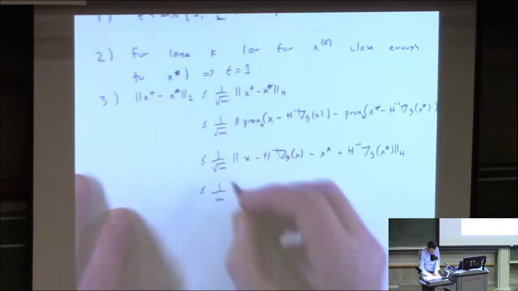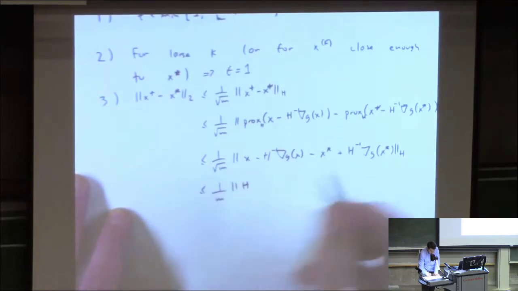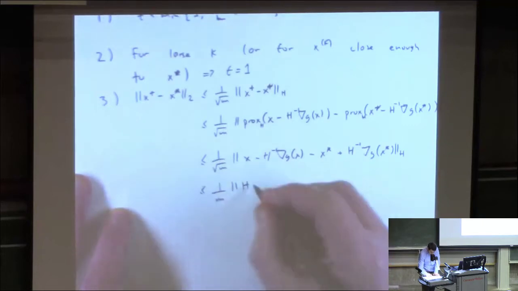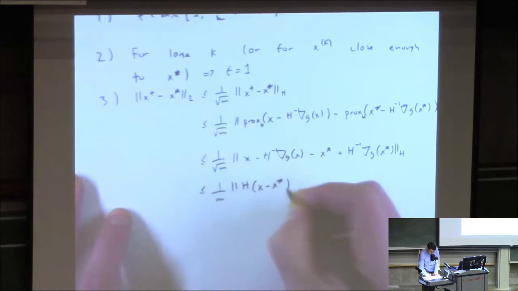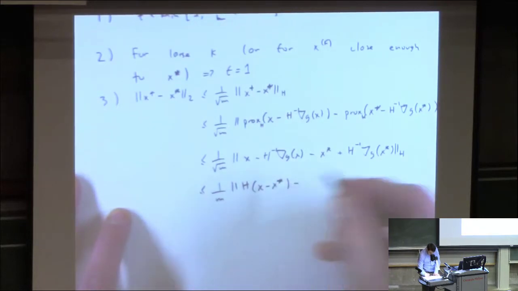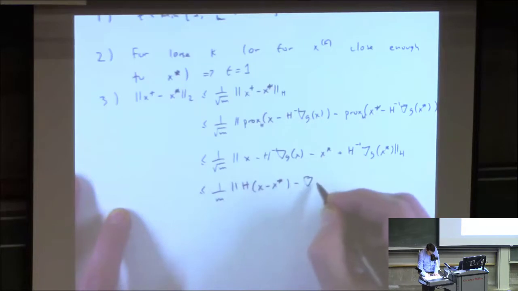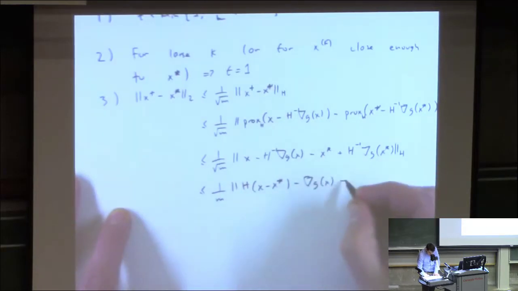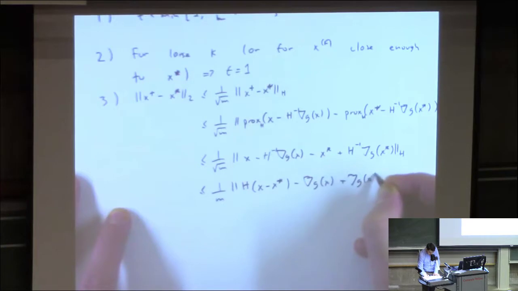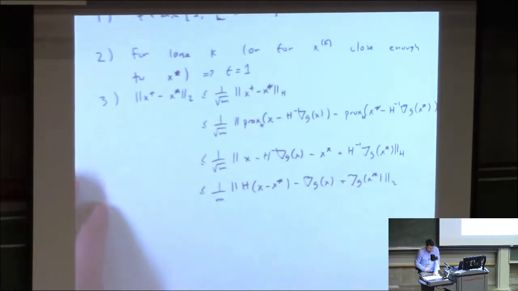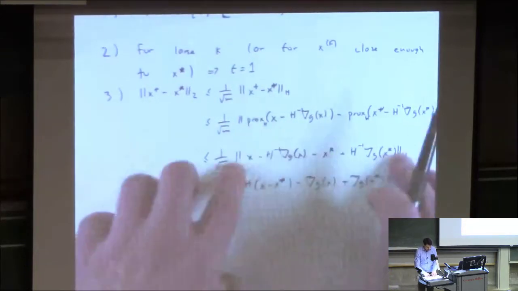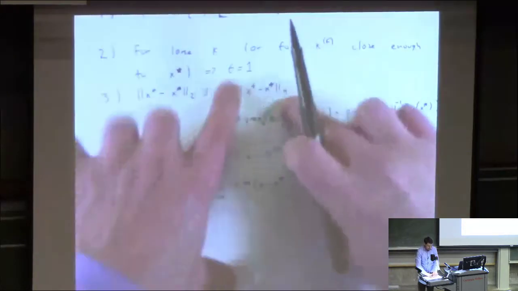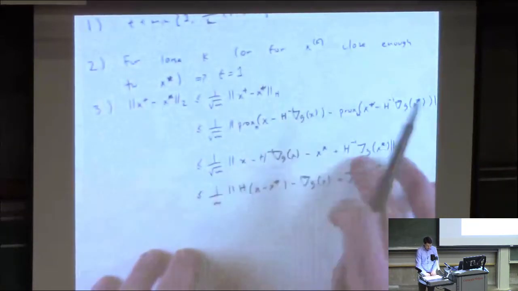So I get in total 1 over m times h times this thing, which is h times x minus x star minus g x plus g x star in the 2 norm. Okay, that was a little tricky. What I did there was I first distributed this inside, then added another term like this, and then distributed that one inside. So I moved the h in front there, and this, of course, canceled against these things.